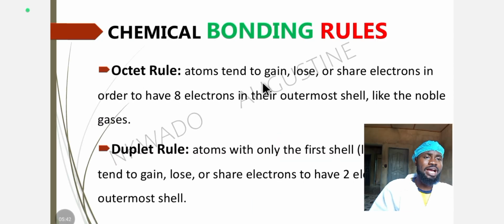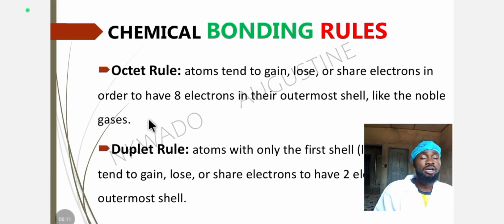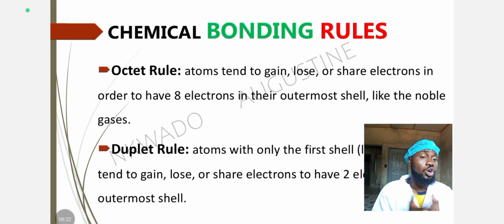Chemical bonding rules. We have two major rules in chemical bonding: the octet rule and the duplet rule. The octet rule. Oct means 8. So what does the octet rule imply? The octet rule implies that atoms tend to gain, lose, or share electrons in order to have 8 electrons in their outermost shell, like the noble gases. Like I said, the meaning of oct is 8.